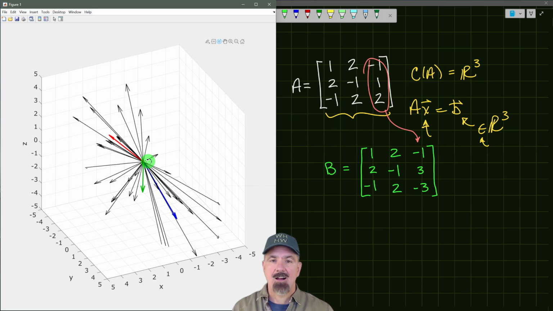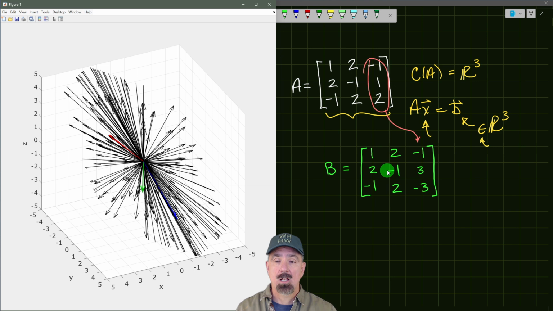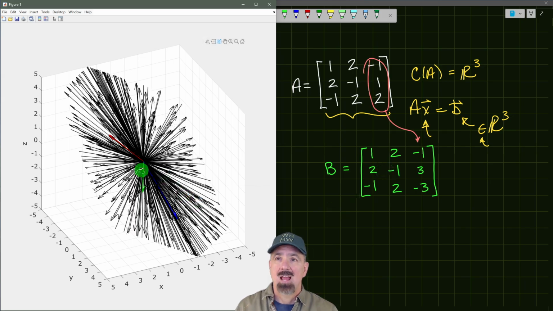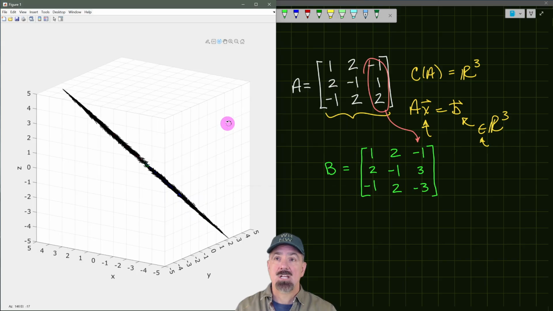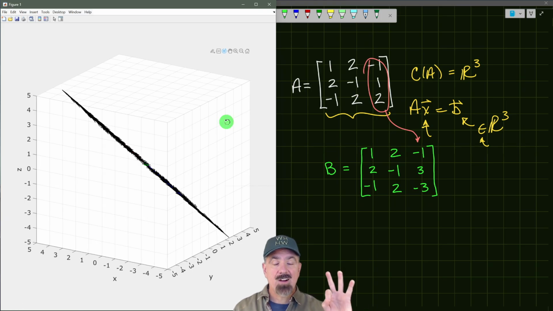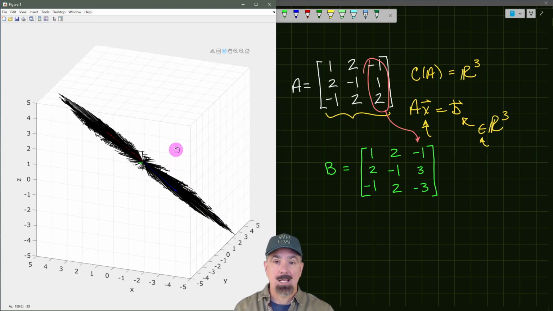Do I still have, when I take a look at the linear combinations of the columns, coverage for all of R3? And as we can kind of see here, we actually don't. Even though I have 3 vectors, they only cover a 2-dimensional vector space in R3. They only give me the plane.